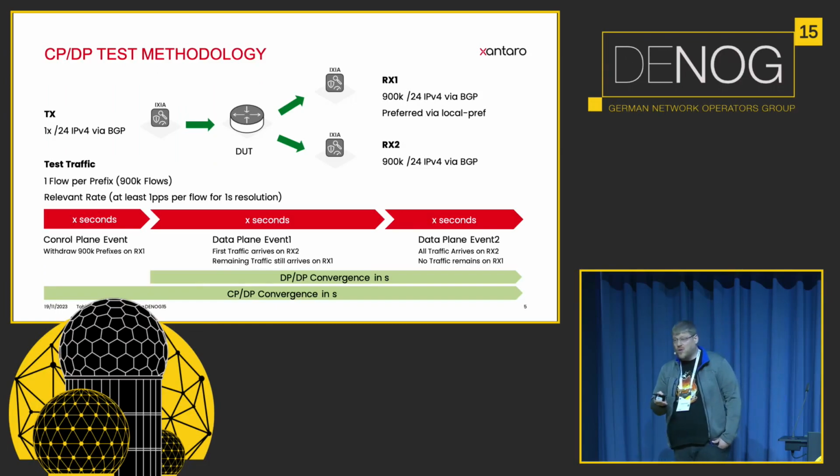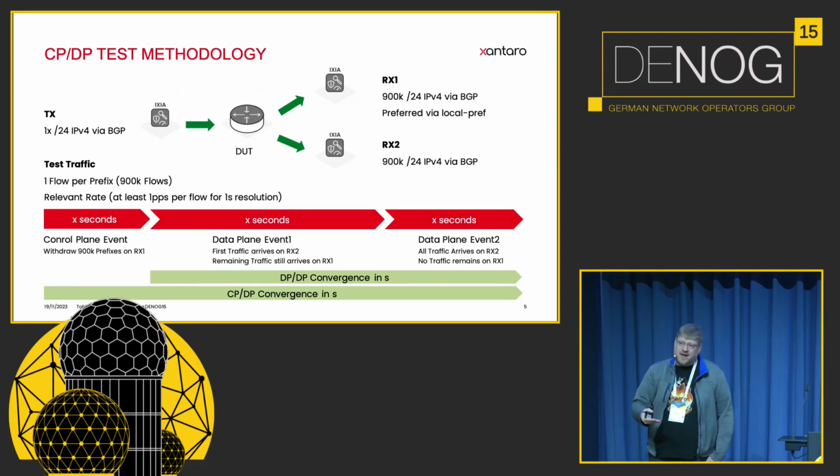We then define a relevant rate for what we want to do. A relevant rate is, well, we need a resolution. So if we want to hit each prefix once per second, we need to have 900,000 PPS. If we want to have a lower or higher resolution, we need to increase or decrease that. What we are actually measuring is then, we are simulating a control plane event. In this specific scenario, we're just withdrawing all of the 900,000 routes we had on RX1, and the network should converge and fail over to RX2. So the first thing we have is a control plane event. It takes a couple of seconds to crunch on the control plane.